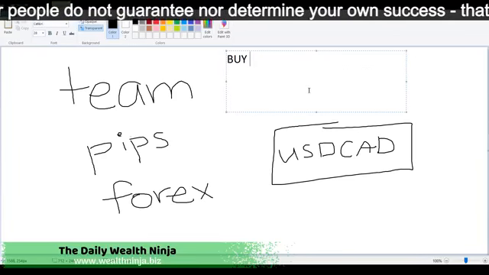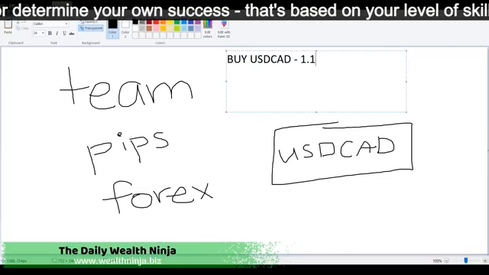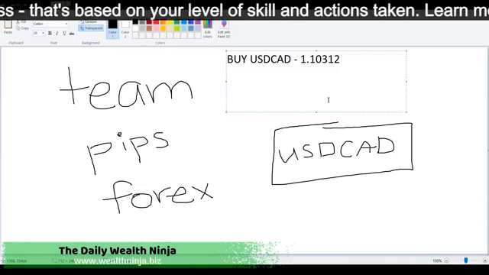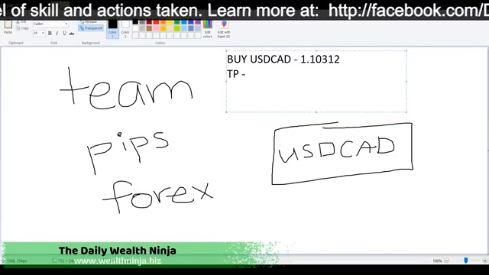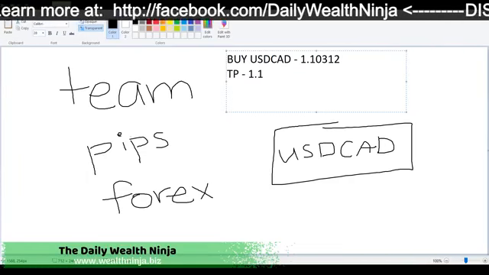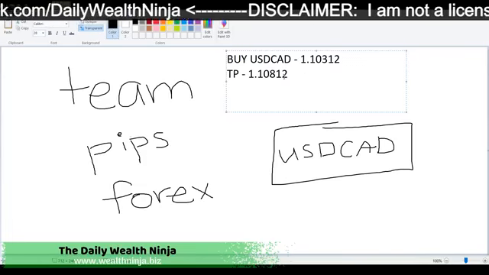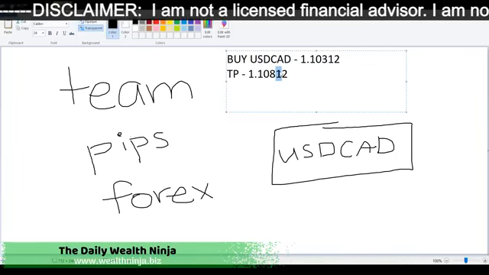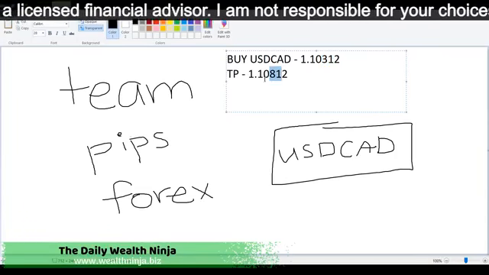All right, so let's say that you're doing a buy of USD CAD, and the current price is 1.10312. I don't know, it's some number, right? And you expect to be able to take profit, which means that you're going to close your trade at a certain level, and you think it's going to go up, let's say, 50 pips. So 1.10812. Because the way that works is that in most currencies, the fourth digit is going to be your pip. So you would count up from here 50 pips, which is why it's going to be 81.